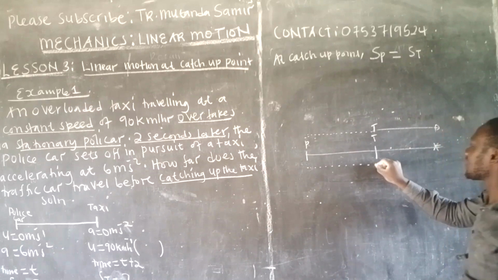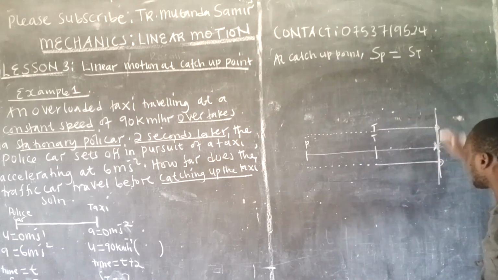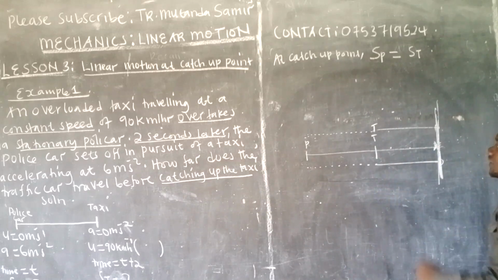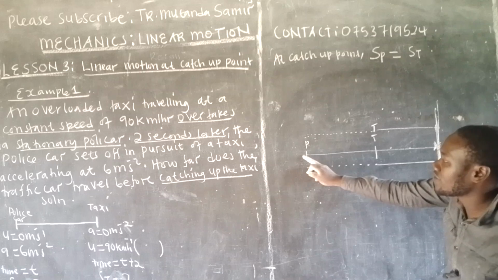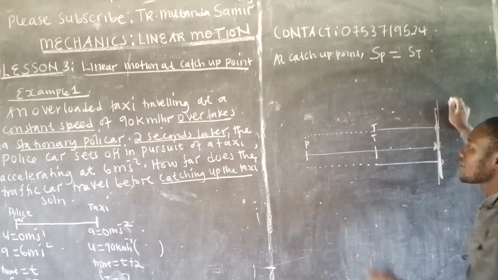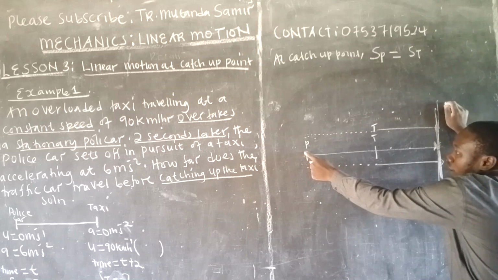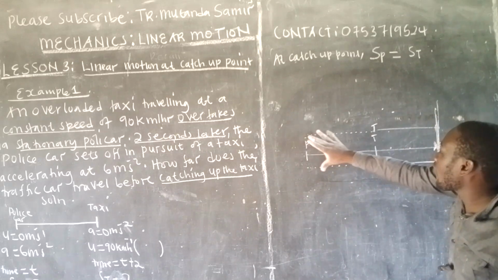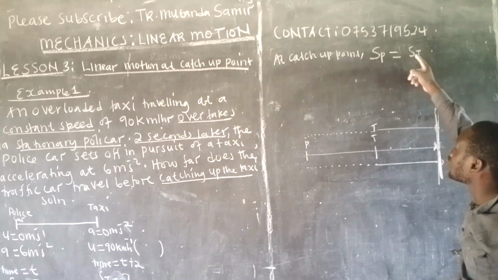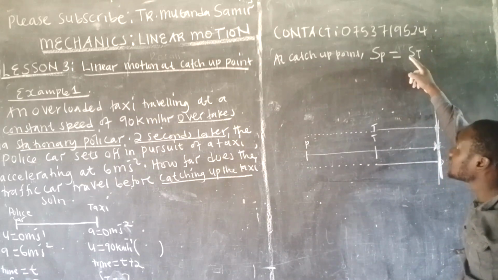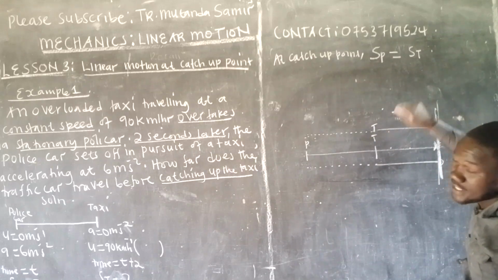If the police car comes at a high speed and they all meet at this level here, it means that the taxi has covered the distance from here up to here, as well as the police car has also covered the distance from here up to here. Because remember, this taxi before reaching here, it came and bypassed the stationary car, which was the police car. So it means that they will all have covered the same distance. So at the catch-up point, SP is equal to ST. The distance covered by the police car must be equal to the distance covered by the taxi. That's the logic at the catch-up point.